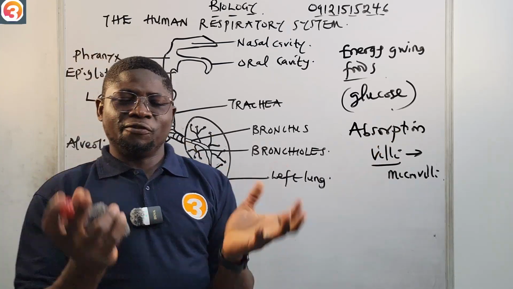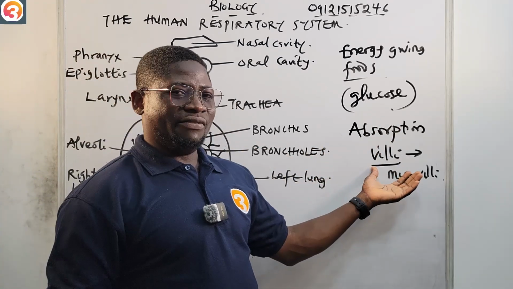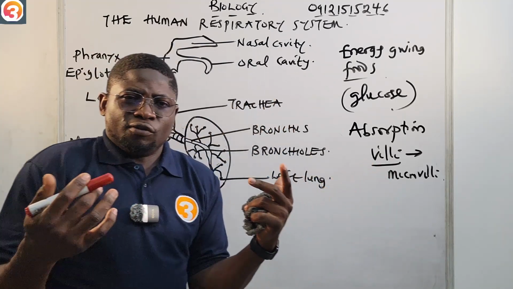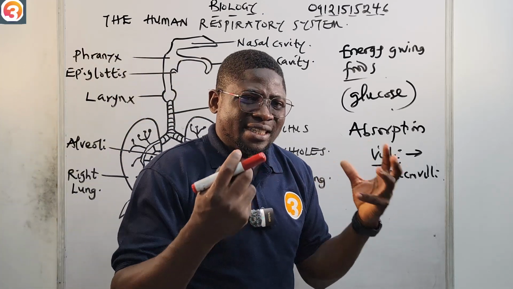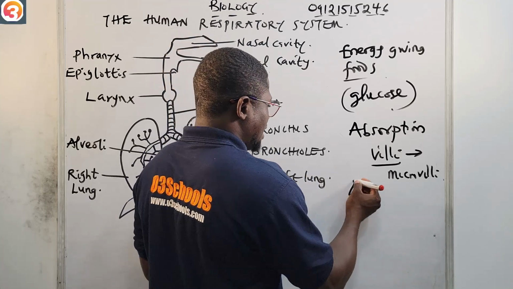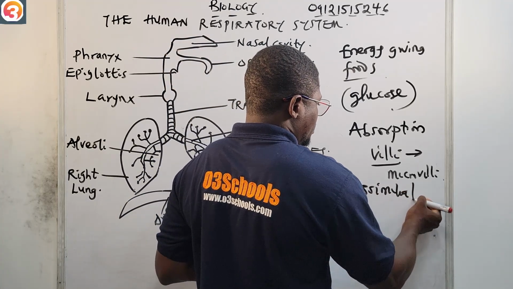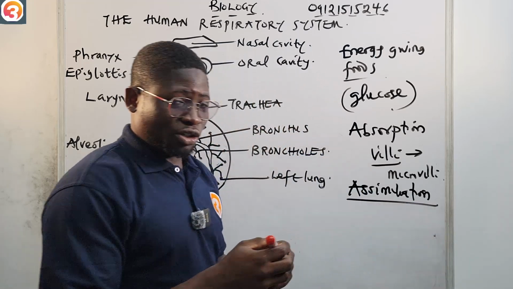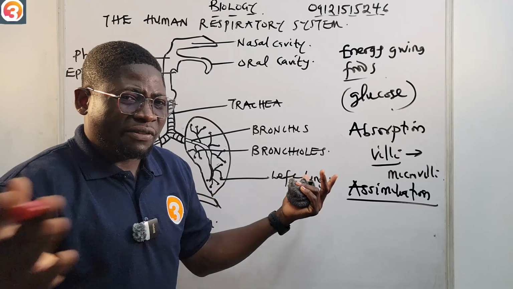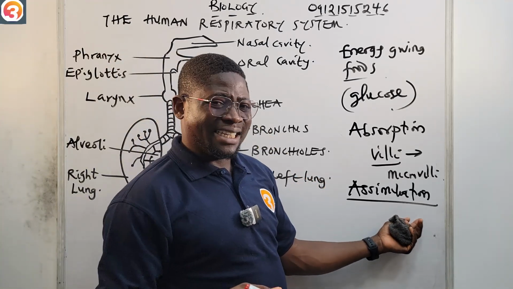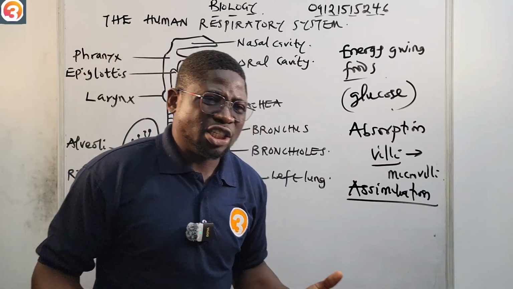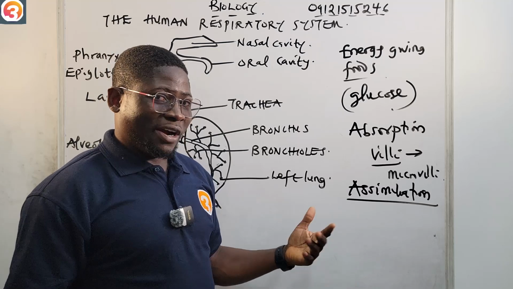So absorption of food takes place in the villi. What the villi does basically is to increase the surface area for absorption of food nutrients. And after this absorption stage, the next stage is assimilation. This assimilation just means utilizing these nutrients for different activities. So the next stage after absorption is assimilation, which is the utilization of these nutrients. I hope we are following very well.